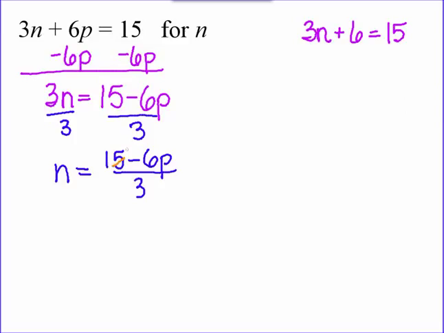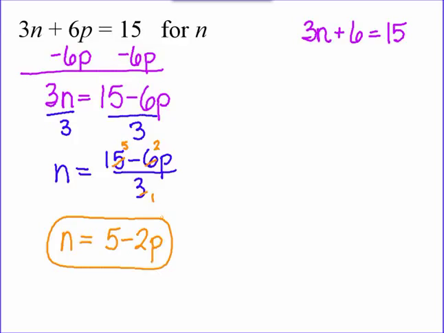Since they are all divisible by 3, I'm going to take 15 divided by 3, and what do you get? 5. I'm going to take 6 divided by 3, what do you get? 2. 3 divided by 3 is 1. So really, I don't have a fraction anymore, right? And so I end up getting n to equal 5 minus 2p. Now you could have put it over 1, but then you would have just reduced it down. And that's it. So questions?